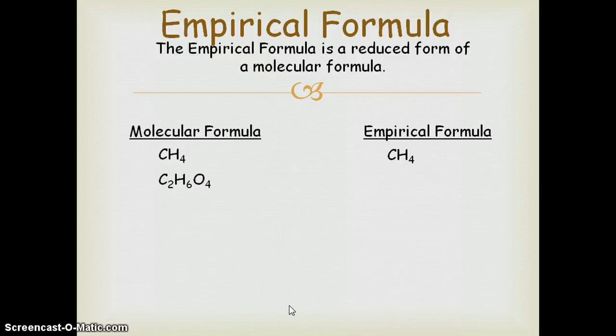Okay, so the next molecular formula that we have here is C2H6O4, and this is an organic molecule that you would see in biology related to your carbohydrates, right? So you have C2H6O4. You'll notice that all of these numbers of atoms can be divided by the number 2. So if we divide the number of carbons by 2, we end up with 1 carbon. If we divide hydrogens by 2, we end up with 3. If we divide the number of oxygens, then we end up with 2.